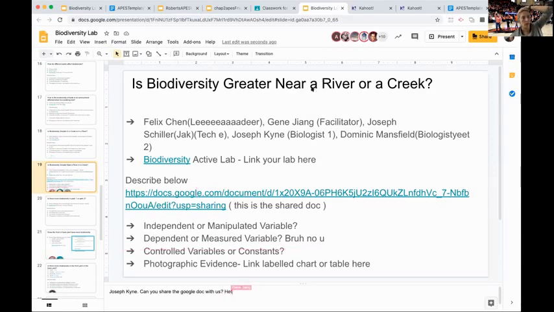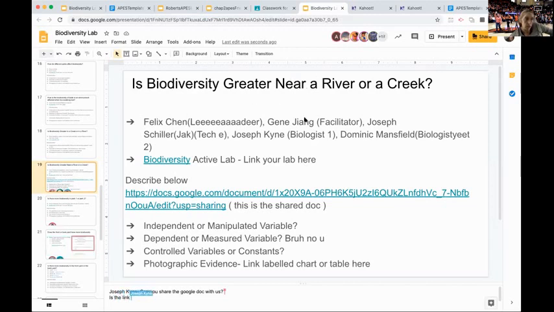It says, is biodiversity greater near a river or a creek? And this group should add in the word riparian zone. Those regions that are right next to creeks and rivers or waterways are called riparian zones. They are usually protected by law, depending upon the land that the river or creek goes through. But riparian zone is a good word to learn.